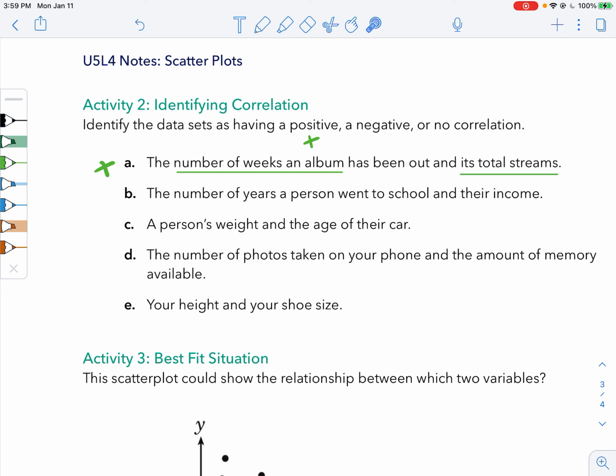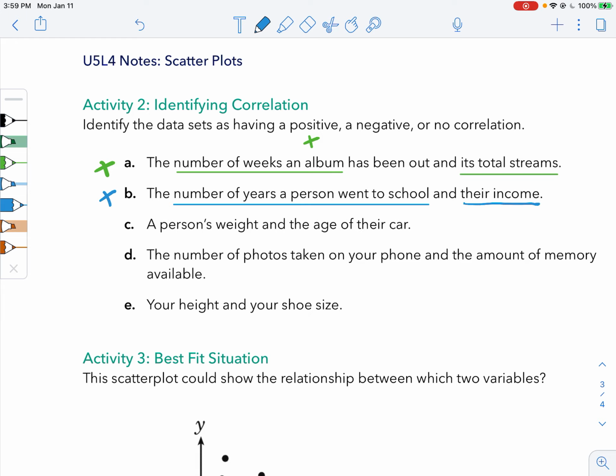Let's look at this next one. The number of years a person went to school and their income. This won't probably be as strong, but the number of years a person went to school means the more degrees they have. So if they're a doctor, they have a lot of degrees, their income's really high. So I would say that's a positive correlation. The longer you go to school, the more well-paying job you'll have.